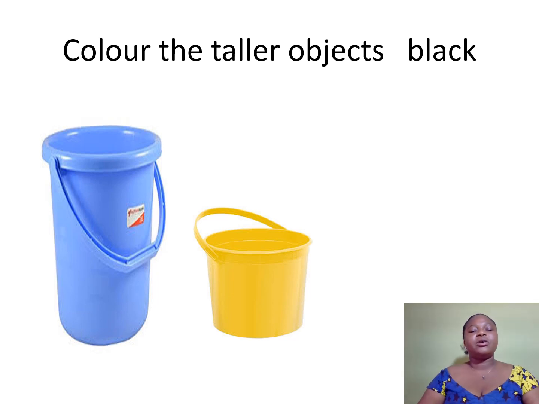On the next slide, we have 2 buckets here. What do we have here? We have 2 buckets here. We are going to color the taller objects. Color the taller objects. So we have a blue bucket and a yellow bucket. So the one that is tall, we are going to color it black. I hope you are following. The one that is tall, we are going to color it which color? Black. We are going to use our black crayon to color it very nice, okay? Good. So let's move on to our next slide.